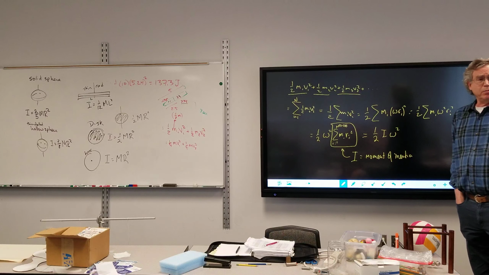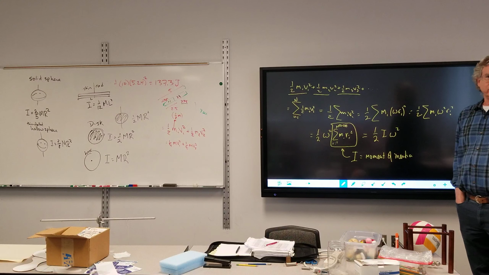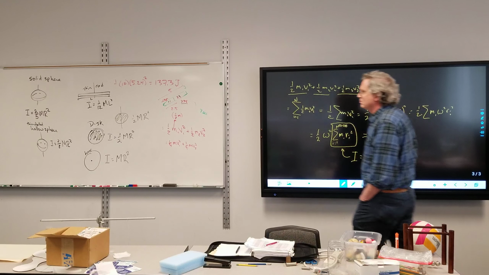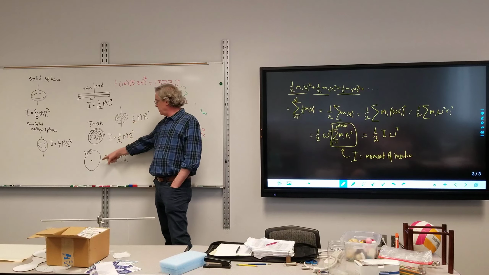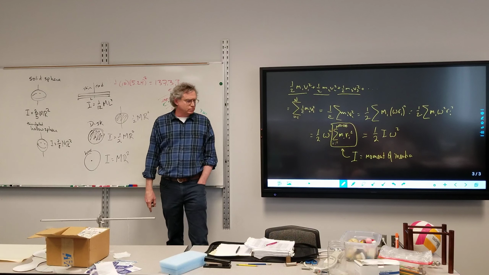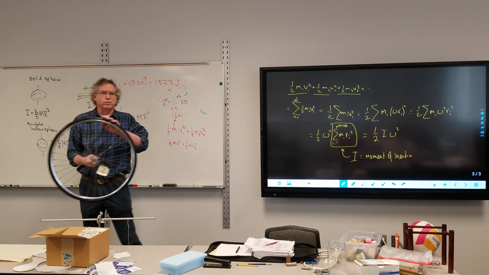All right, questions up to here before we start tackling what if it's not rotating about a central axis? Wait, what's the last one? This one or that one? This one? Yeah, a hoop. So I've got, pretend the spokes are not there, so basically something like that.